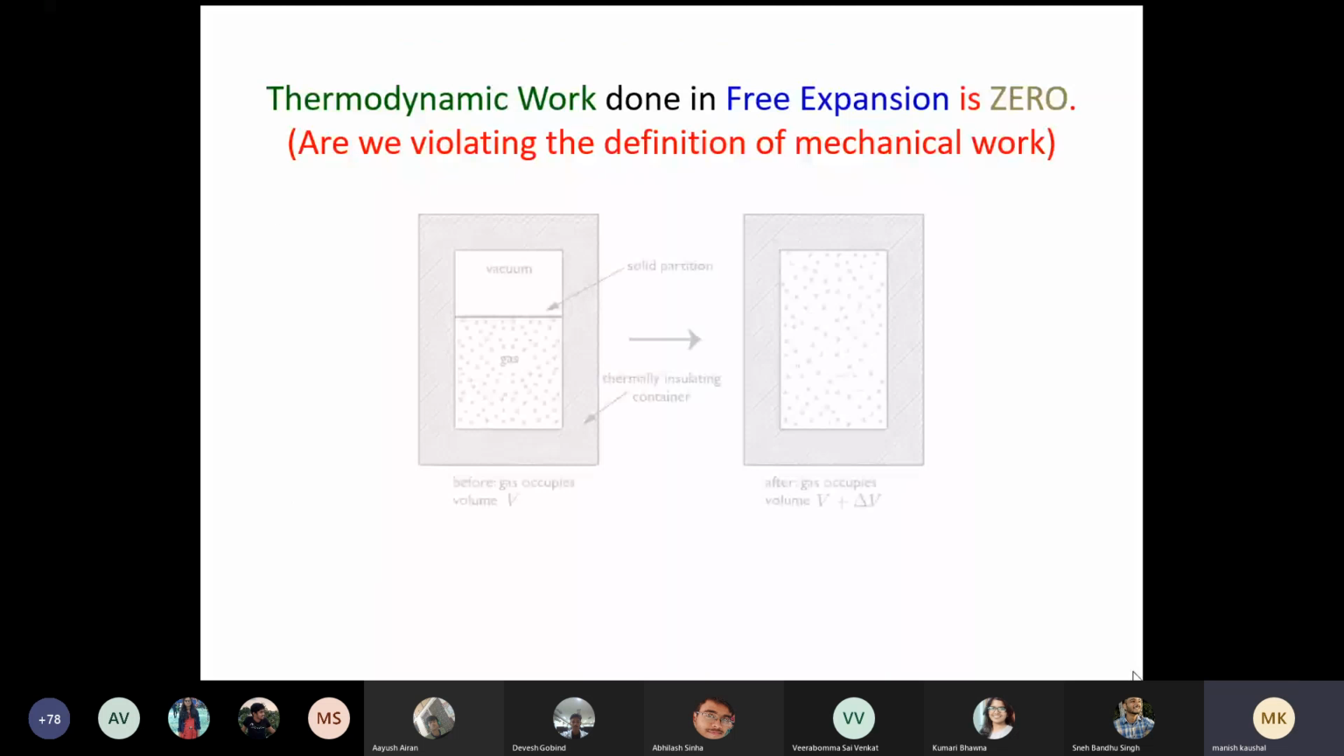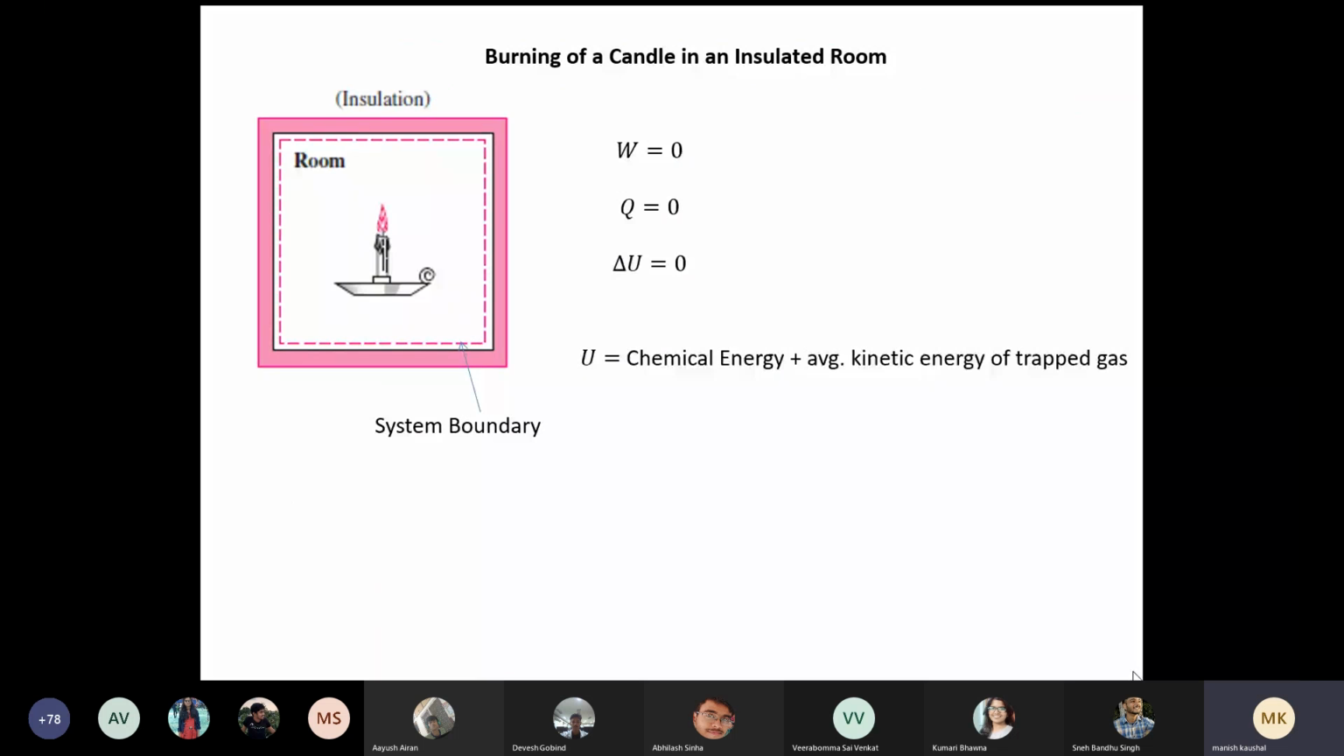So just to give you an example, this is an example of burning of a candle in an insulated room. If you consider this whole room as your system, which includes this candle, then of course there is no expansion, it's a constant volume. So volume is constant, so W is 0. There is an insulation around the room, so Q is also 0. So delta U is also 0. Does anyone disagree with this? Then we can discuss. Let's see, that delta U is 0.